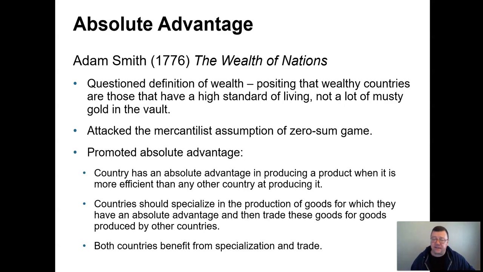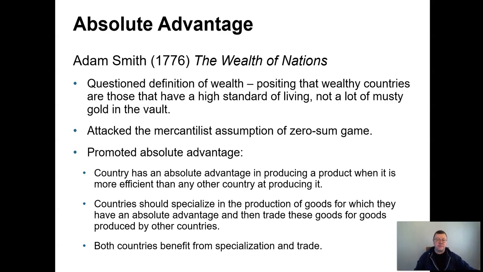This was the exact example he used. Some countries are better at producing wine, others are better at producing wool. Those countries that are good at producing wine should produce only wine. Likewise, those that are good at producing wool produce wool, and they trade, and we can both produce and consume more. So this was kind of the first free trade theory.